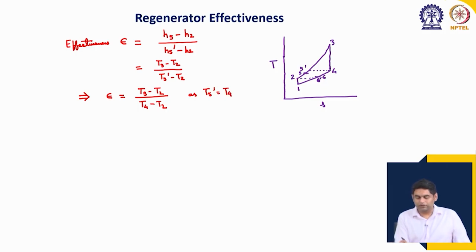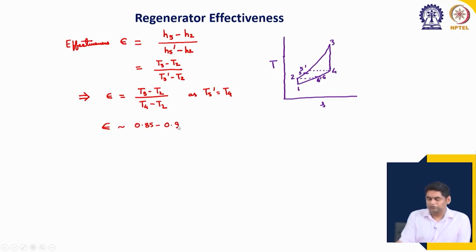So, this is how the regenerator effectiveness is defined, and for the limiting case of perfect regeneration, T5 should be equal to T4 and you get a value equal to 1. T5 becomes equal to T4 when we get a value equal to 1, which means that we reach the maximum possible temperature for the air. Typical values of regenerator effectiveness are of the order of 0.85 to 0.9. So, around 10% energy is unutilized.